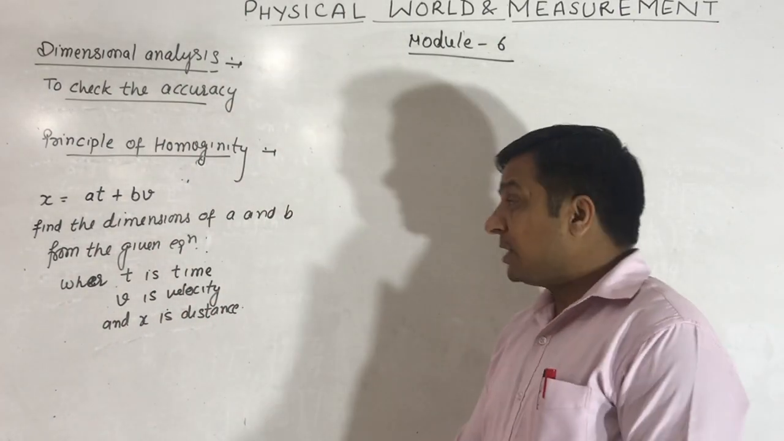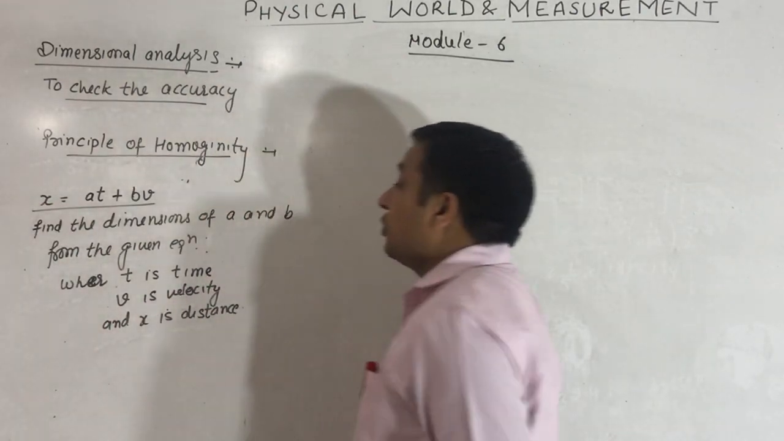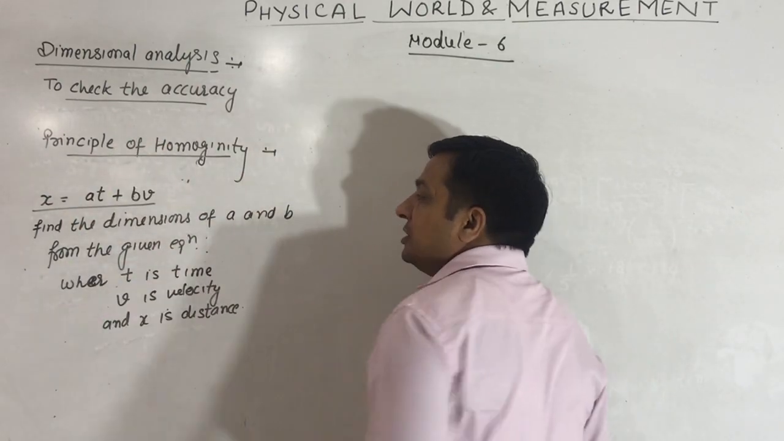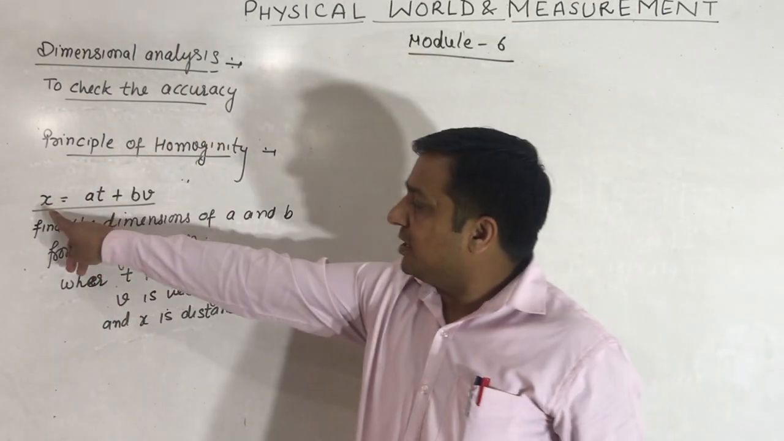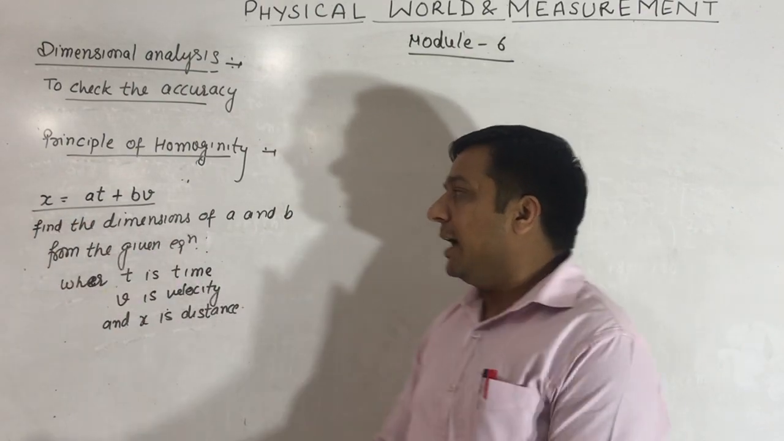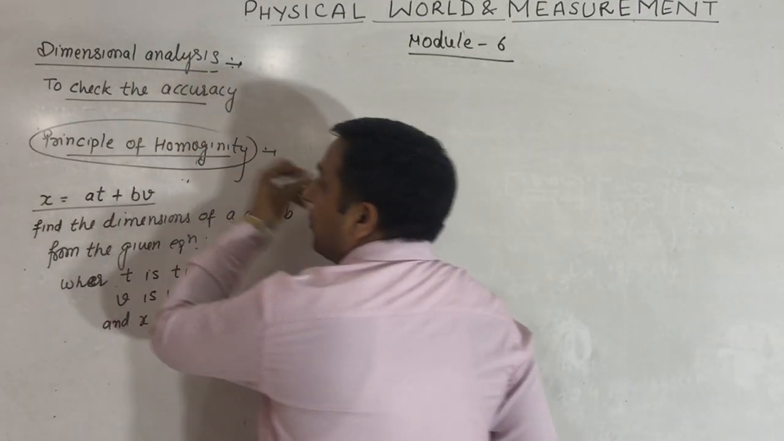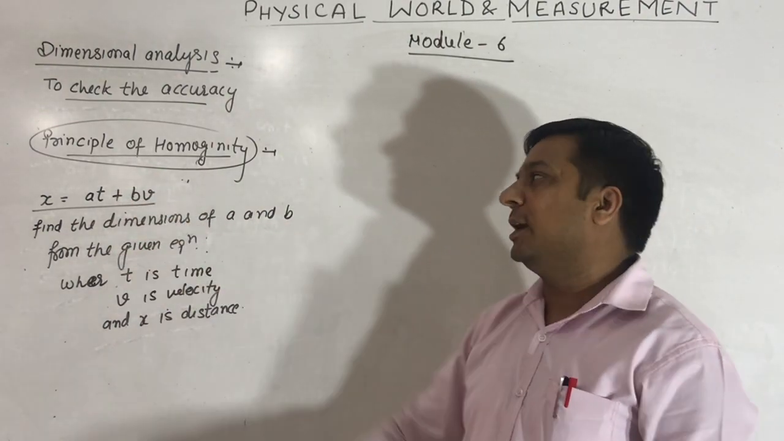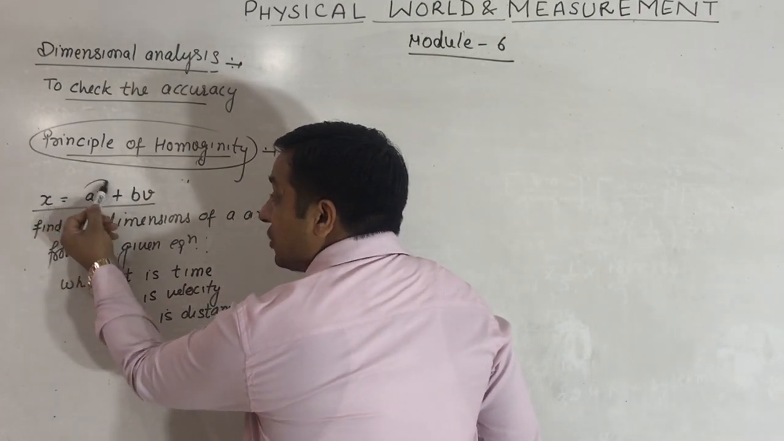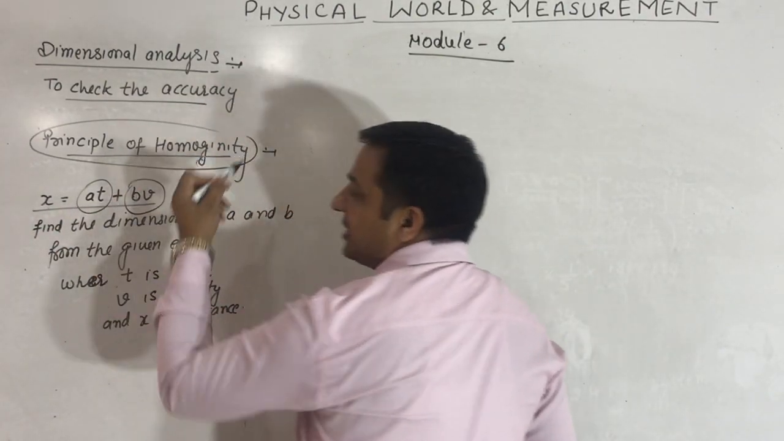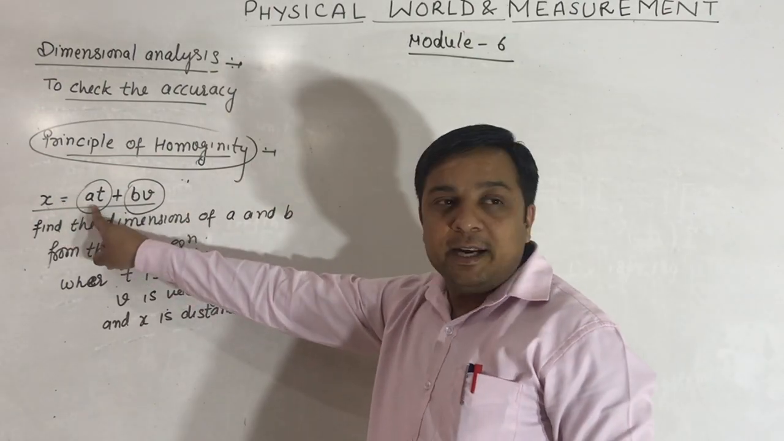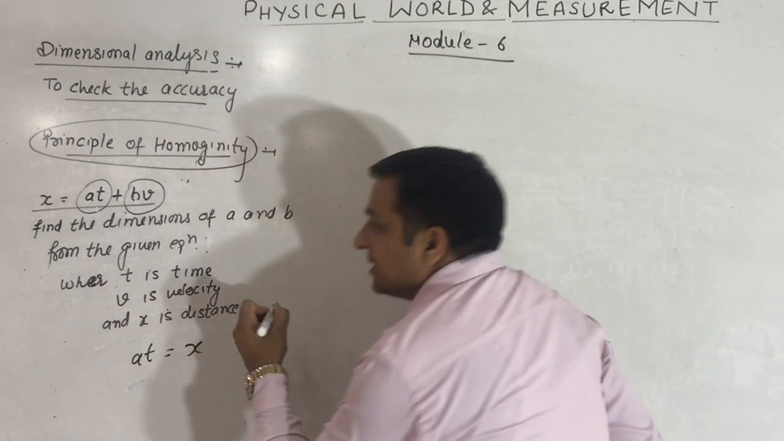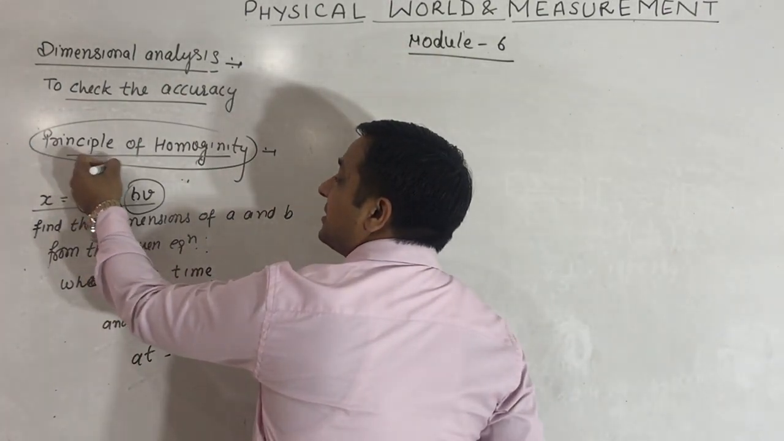So dear students, here we find the dimensions of A and B from the equation, and first of all you should know about the principle of homogeneity. According to this principle, this is distance, and same nature of quantity can be added or subtracted from same nature of quantity. If this is distance, this is also distance, and this is also distance, because distance can be added or subtracted from distance. So At is equal to distance, and Bv is also equal to distance.